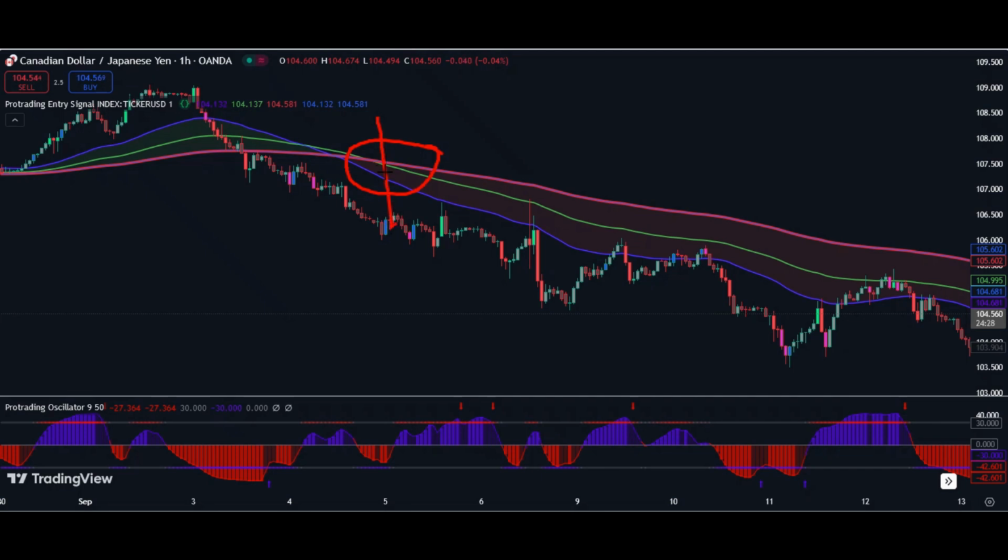So once you have this, from this point, you know that you are currently in a downward market, which means you can only take a sell signal. You don't have anything to do with the buy signal. So whenever you get a sell signal from the oscillator, this is the point to take your sell signal.